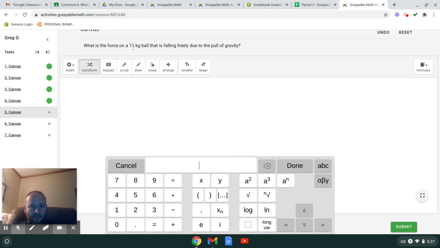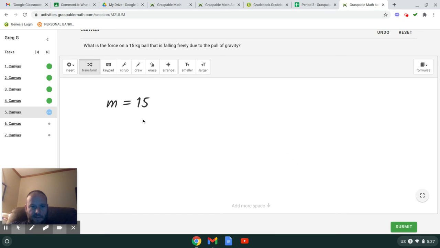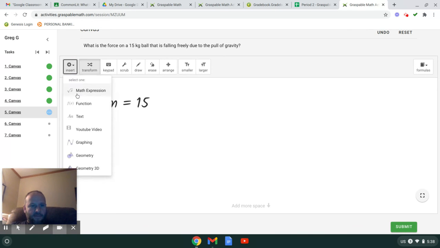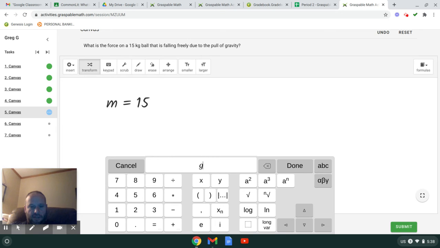My first number that I'm given is 15 kilograms. That's a mass, so I'm going to say M equals 15. It throws it right on there for you. The other bit of information that's not being told here, but we're going to assume, is that it's on Earth. Whenever it doesn't give it to us, we're always going to assume that it's on Earth. And we're going to insert a math expression again: G equals 9.8.